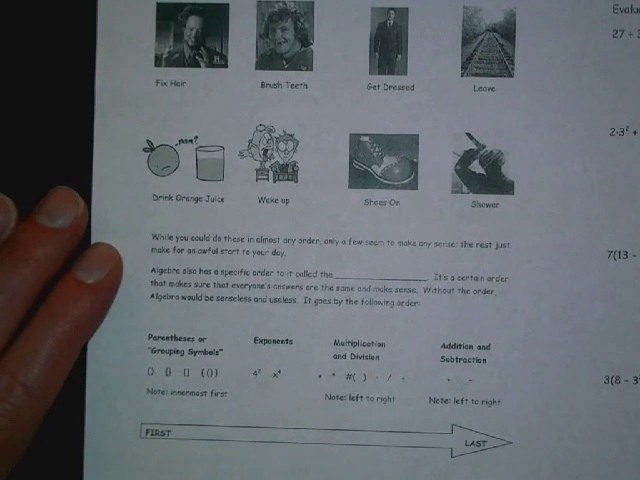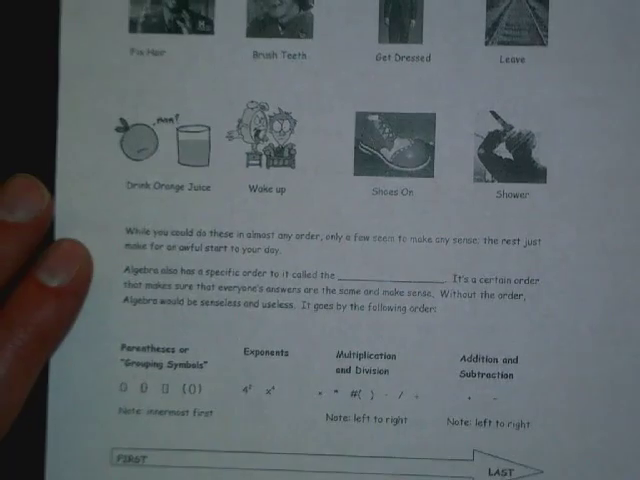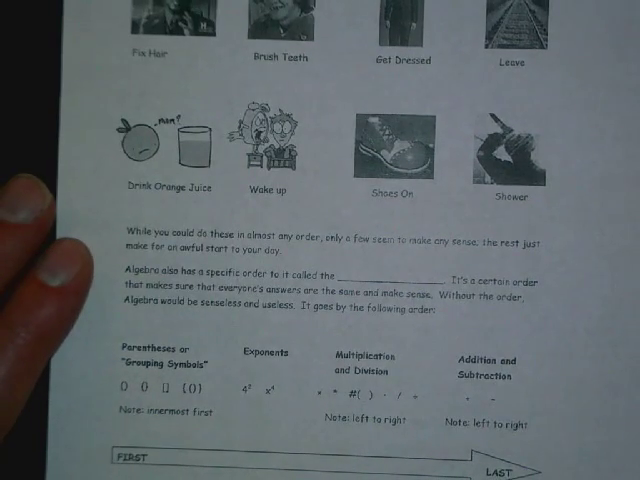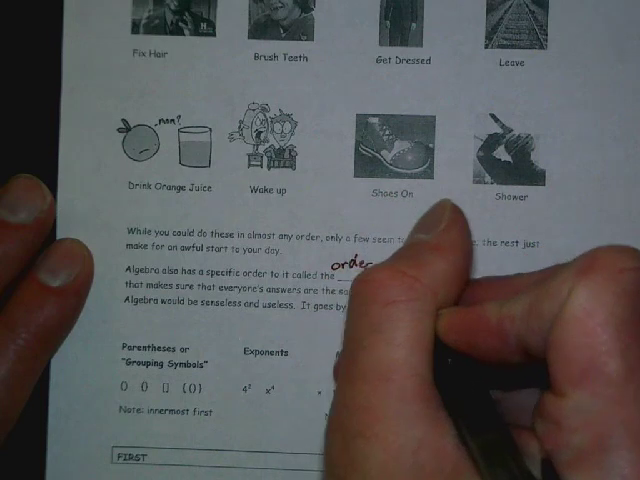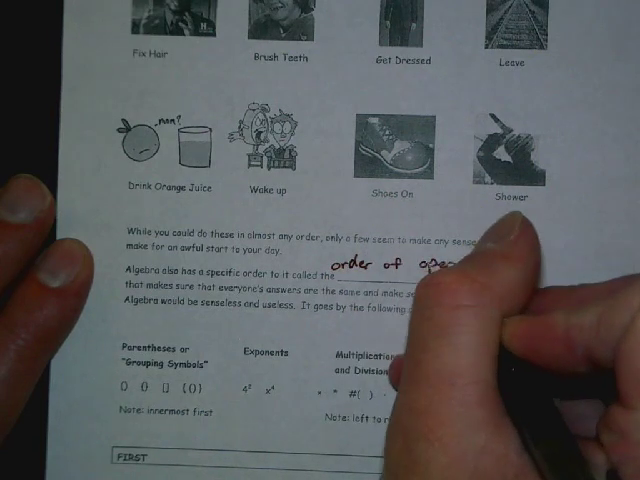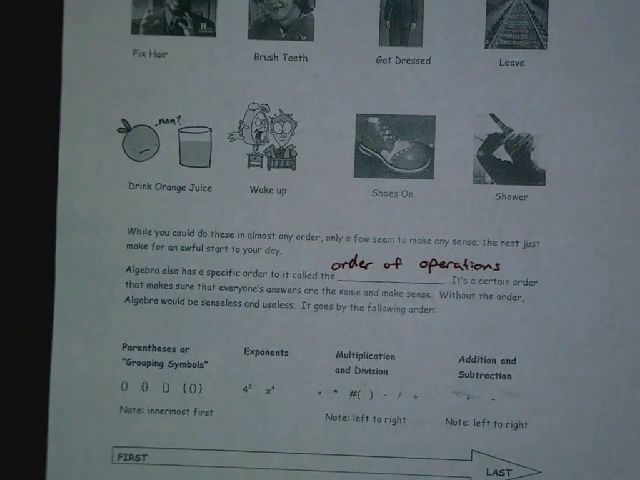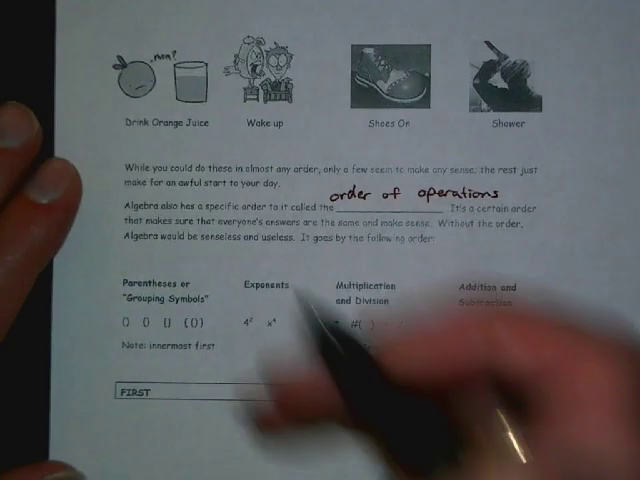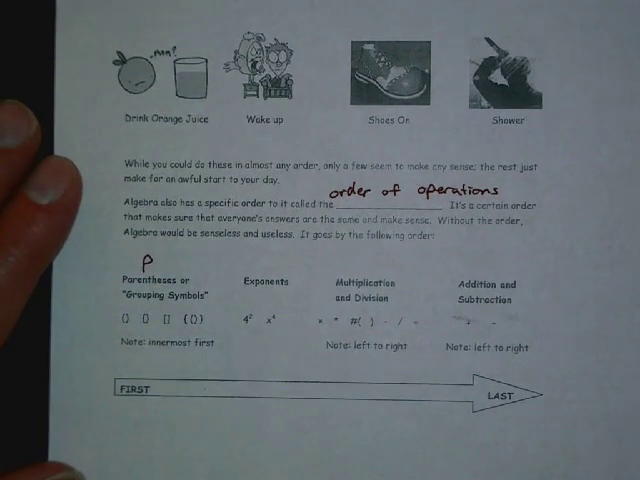So like it says down here, while you can do these in almost any order, only a few seem to make sense. The rest would just be an awful start to your day. So algebra has a specific order to it called the order of operations. And that blank is a little small, so I'd maybe write it above it there. And I'm assuming this is something we probably all heard before, right? PEMDAS? Yep, or you might have heard, please excuse my dear Aunt Sally.